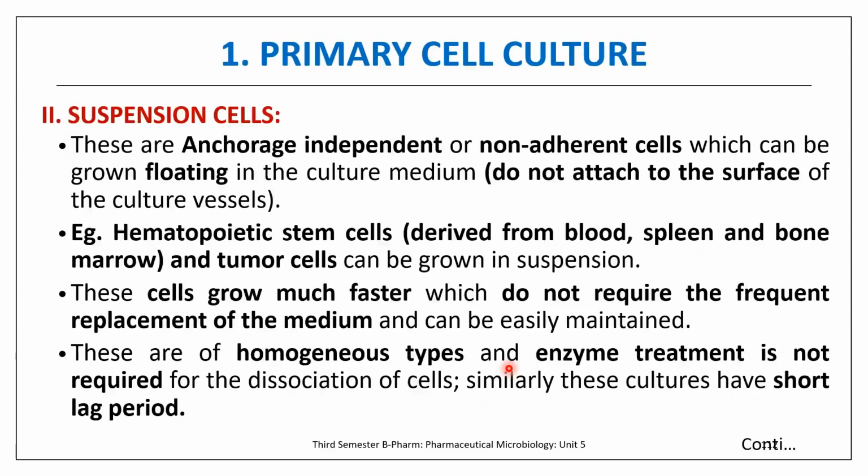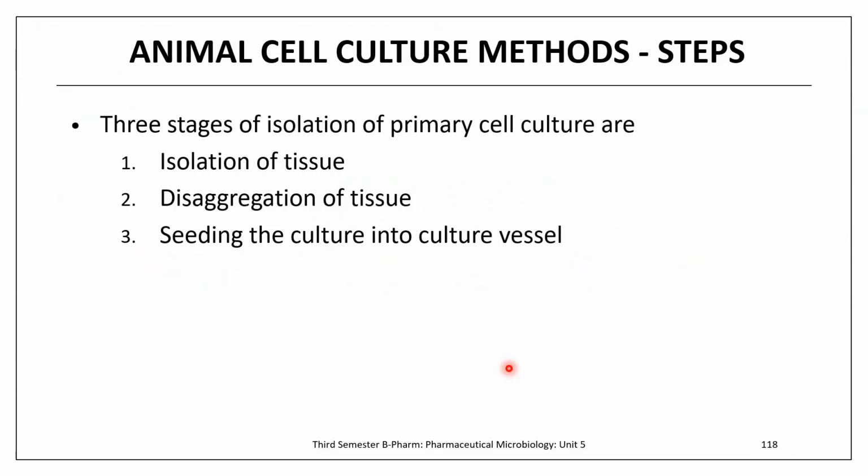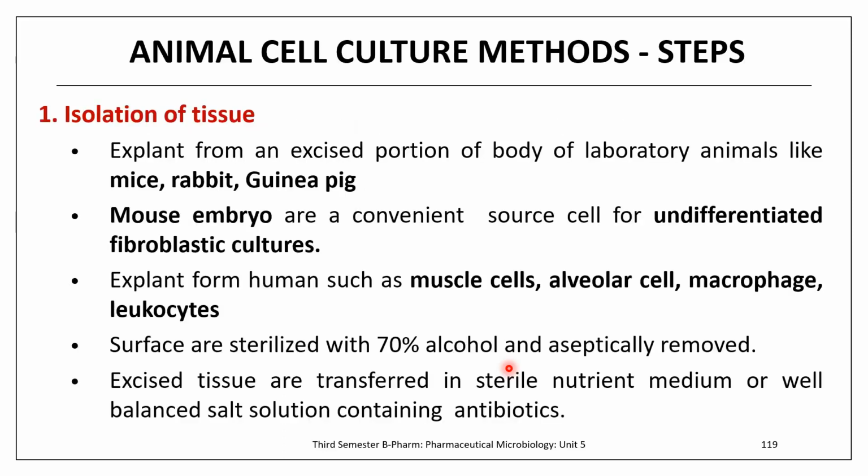Okay, now coming to the different steps of animal cell culture, we can categorize the steps of animal cell culture into three. First one is isolation of the tissue, second one is disaggregation of the tissue, then third one is seeding of the culture into the culture vessel. So first one is isolation of the tissue.